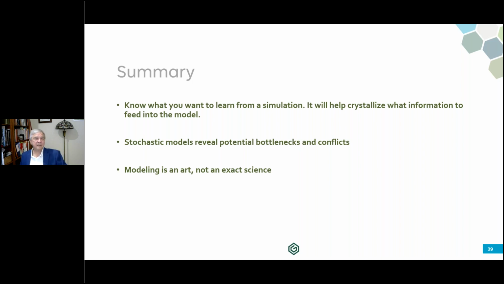So overall, in summary, I want to emphasize that you should know what you want to learn from your simulation before you get started. I also want to emphasize that there's a real benefit to doing stochastic simulations. And finally, modeling is an art. There's interpretation that needs to be done. It's not the actual process that's running. It's an algorithm and a mathematical model.